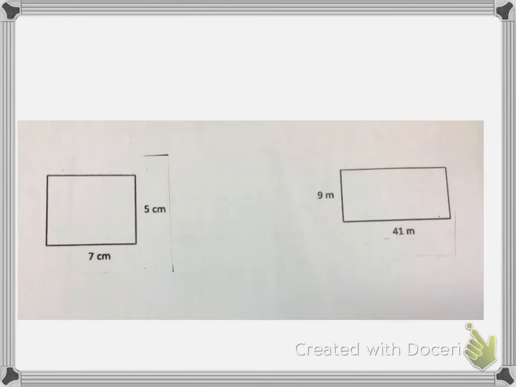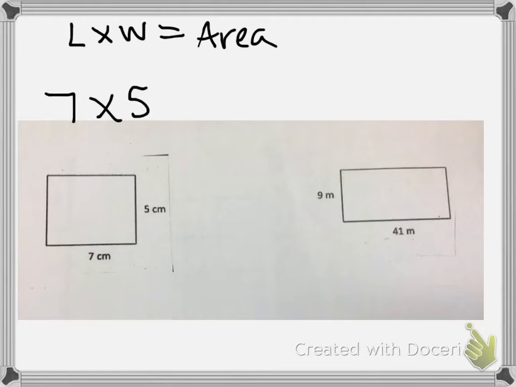Like I said, you would do your length times width is going to equal the area. In our first example, we can see that our length is 7 and our width is 5. So we're going to do 7 times 5 equals 35. Now in this case, you can't see the square units, but you could fit in 35 squares. The way that we label that, we can do centimeters and then this little 2 for squared.